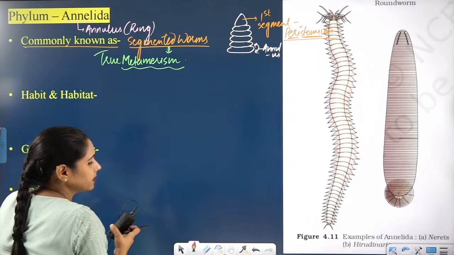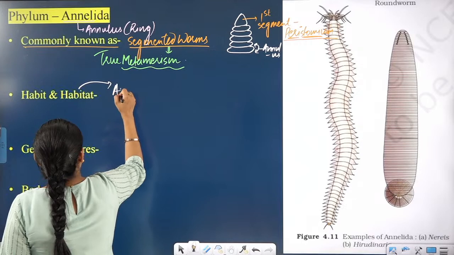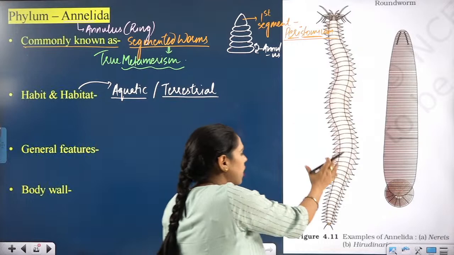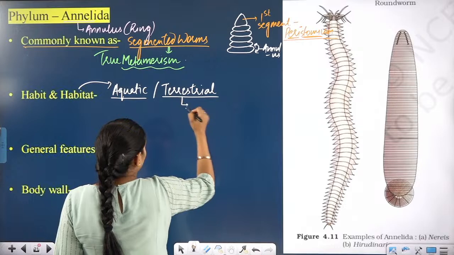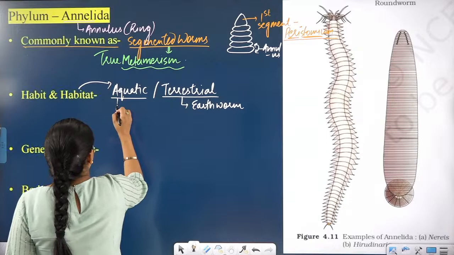Then, habit and habitat. If we talk about habit and habitat, beta, so they can be aquatic or terrestrial. The habitat can be aquatic or terrestrial. So, again and again, I will talk about these three only: earthworm, Nereis and leech, Hirudinaria. If we talk about Hirudinaria and earthworm, they are terrestrial. For example, earthworm, it is terrestrial. For example, Nereis, it is aquatic.